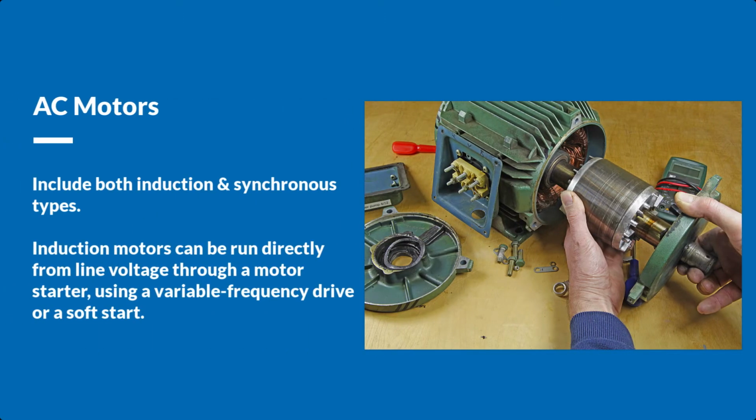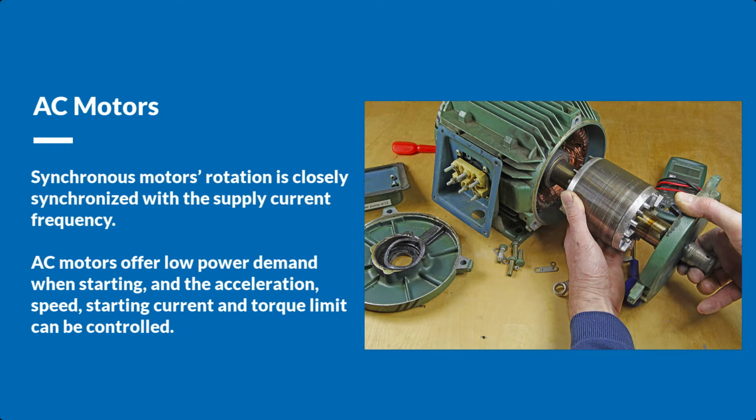AC motors include both induction and synchronous types. The induction motor can be run directly from line voltage through a motor starter, using a variable frequency drive or a soft start. The synchronous motor's rotation is closely synchronized with the supply current frequency. AC motors offer low power demand when starting, and the acceleration, speed, starting current, and torque limit can be controlled.